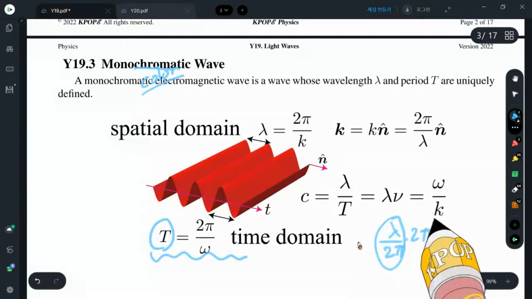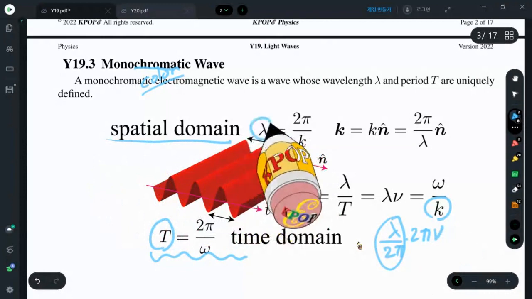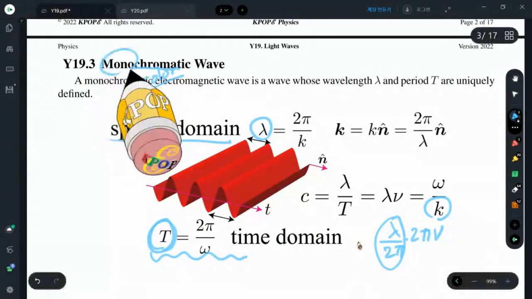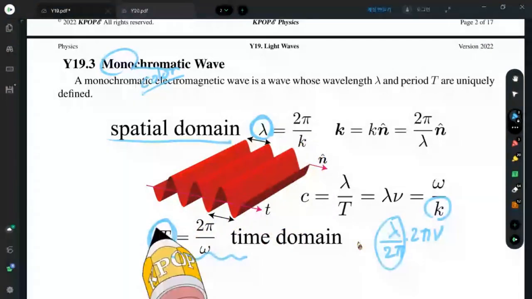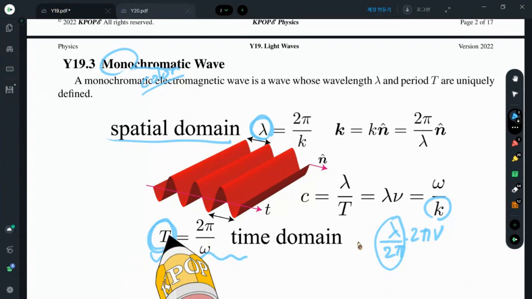So this is the reciprocal of the wave number. In the spatial domain, we have lambda, and in the time domain, we have period T. Monochromatic means this wavelength, or equivalently the frequency, or equivalently the period, is uniquely defined. It does not change. Then the analysis will become very, very simple.